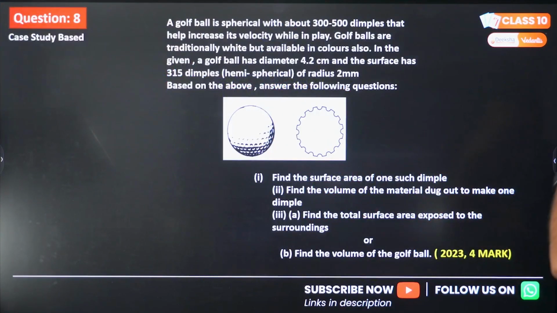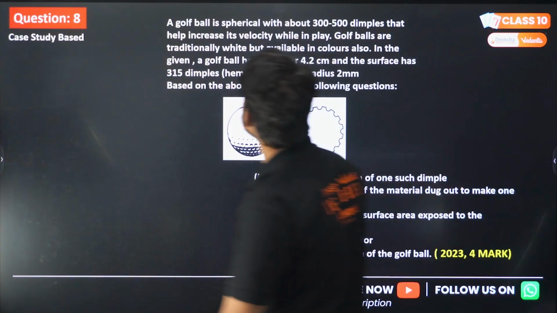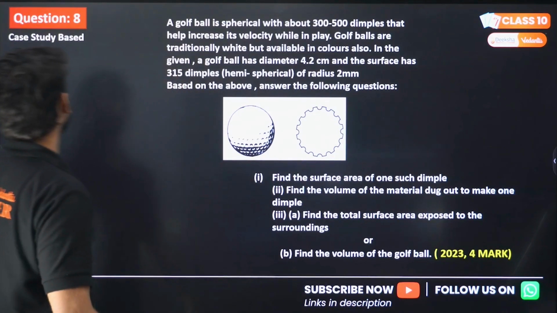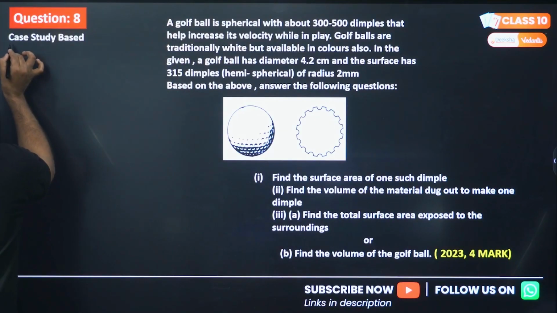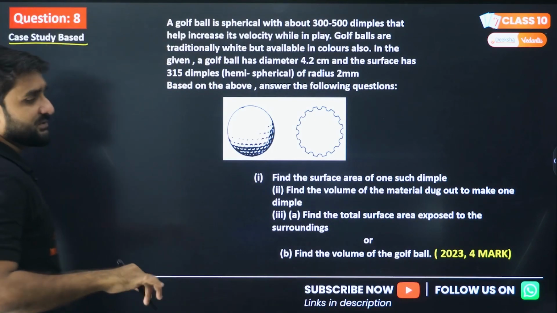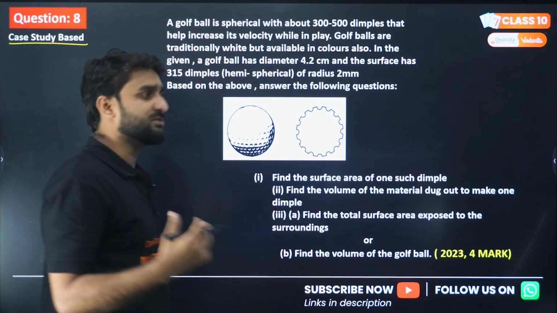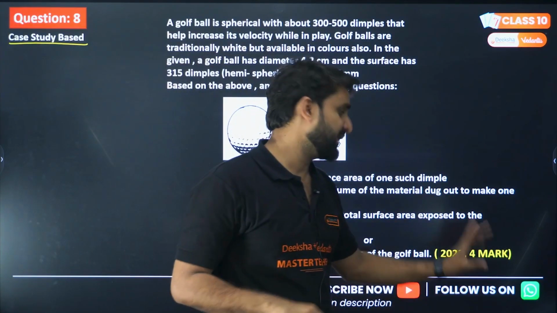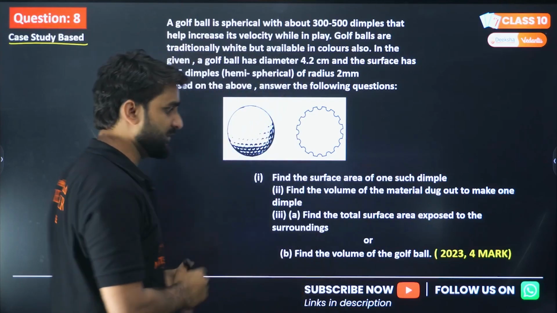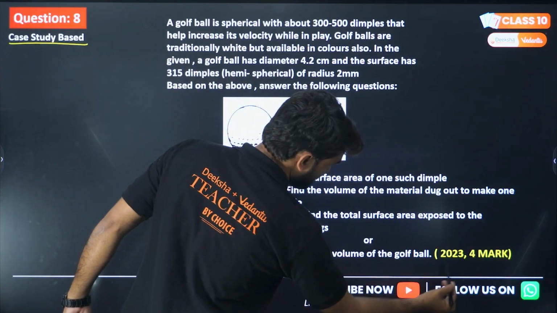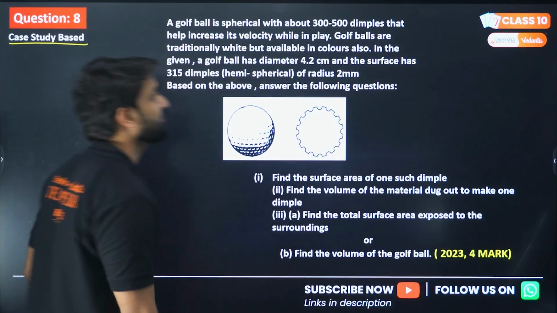Okay, so the next question is: a golf ball is spherical. This is a case study based question basically, my dear lovely kids. Case based study questions also come in your board examination, which carry 4 marks. This question recently came in the year 2023 for 4 marks. So look at the question.